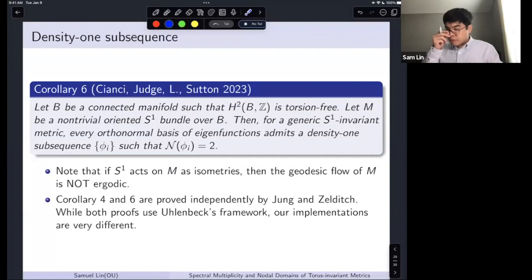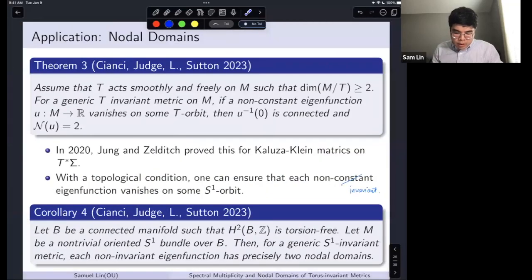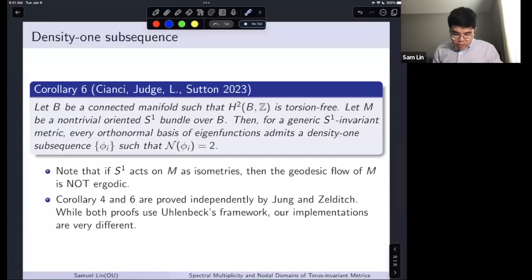We published our preprints roughly around the same time. However, Jung and Zelditch's proof is based on a version of Theorem 3 for S^1 actions, not torus actions. Now, while we both use Uhlenbeck's framework, our implementations are quite different. In Jung and Zelditch 2020, they identify some operator with the Bochner-Laplacian, which we'll mention again. And here we just deal with the isotypical components directly. I'll mention those terms more carefully later.